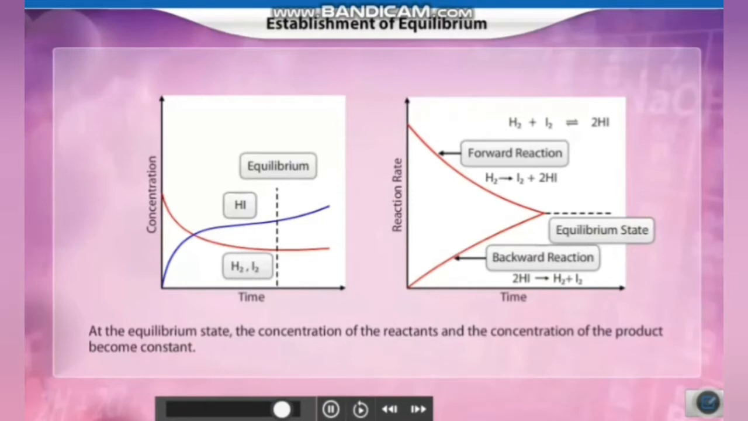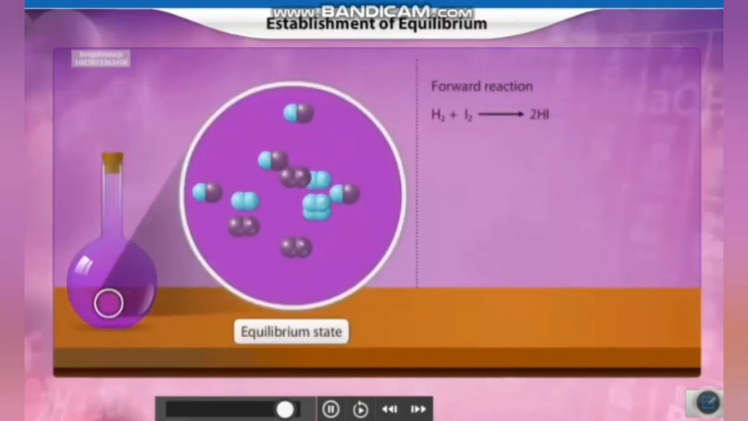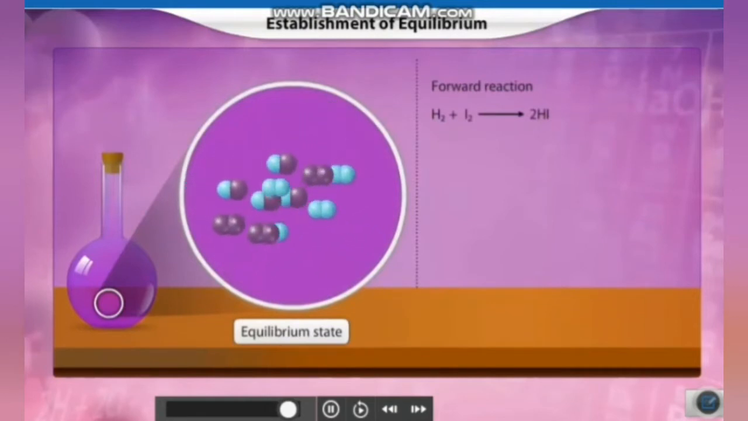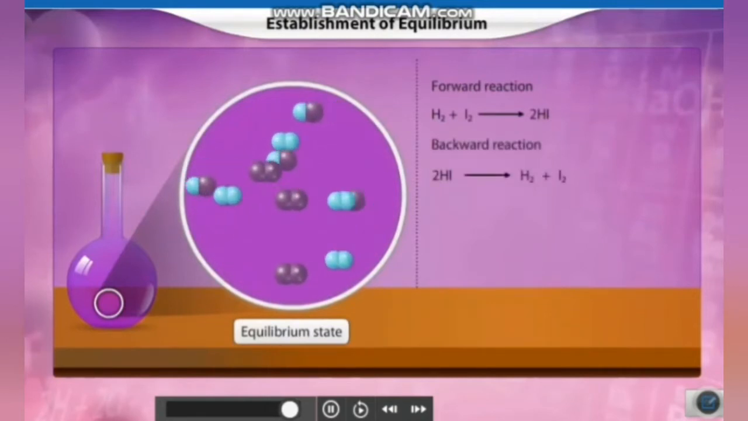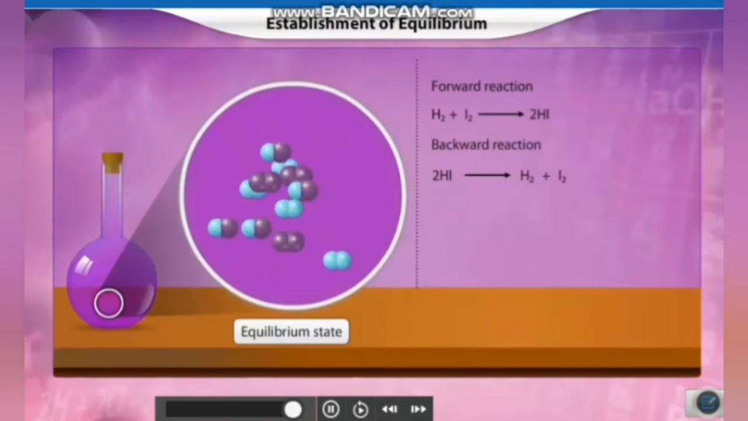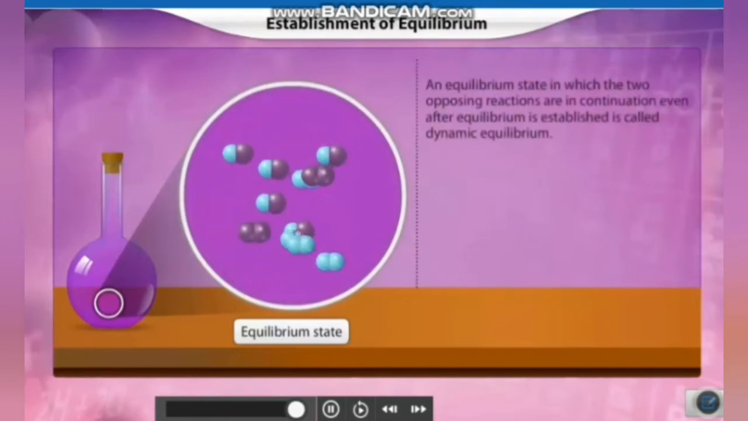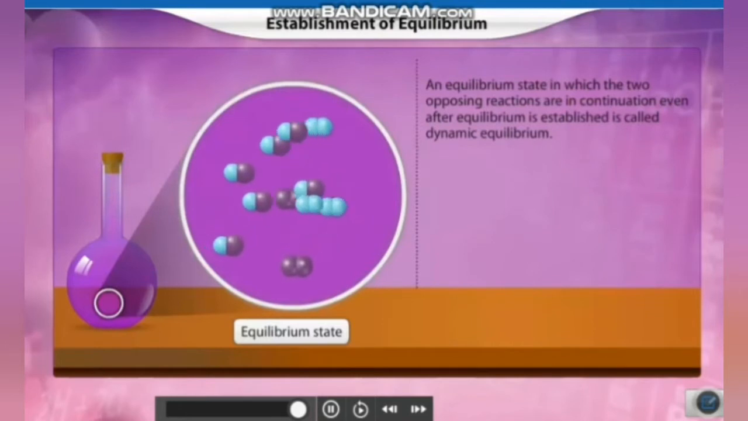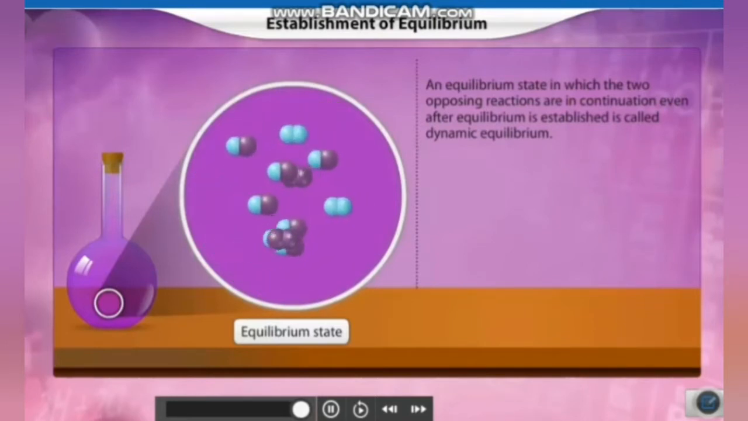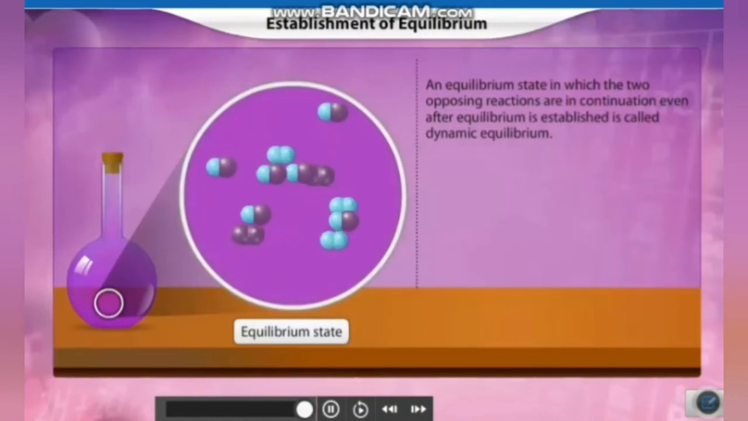However, in reality, at molecular level, the forward reaction which leads to the formation of HI and the decomposition of HI which leads to the formation of hydrogen and iodine continue at an equal rate. This is called dynamic equilibrium. Dynamic means moving, which refers to continuation, in which the two opposing reactions are continuing even after the equilibrium is established.